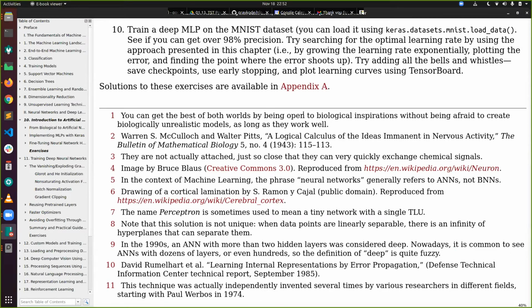Is that the last one? Oh, there's one more question. Train a deep MLP on the MNIST data set. You can load it using blah, blah, blah. See if you can get over 98 precision. Try searching for the optimal learning rate by using the approach presented in this chapter, by growing the learning rate exponentially, plotting the error, and finding the point where the error shoots up.